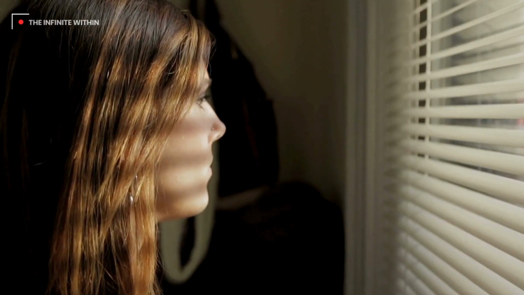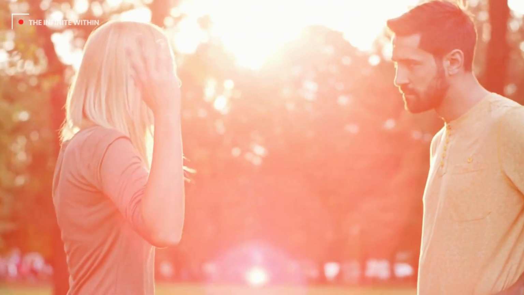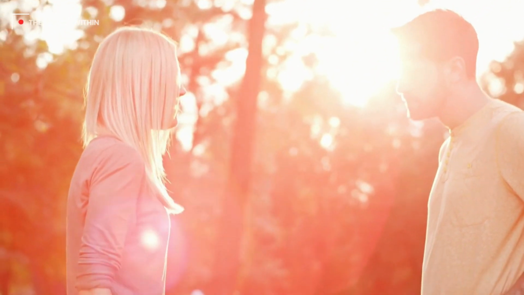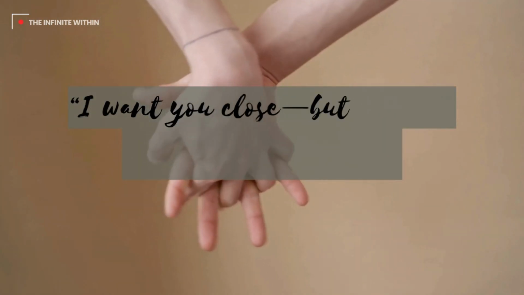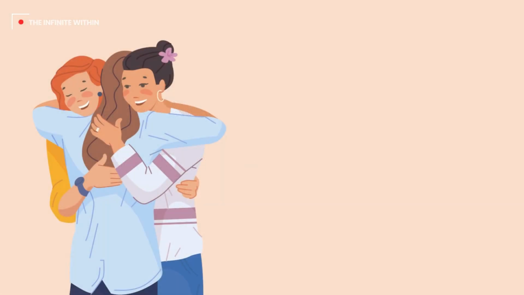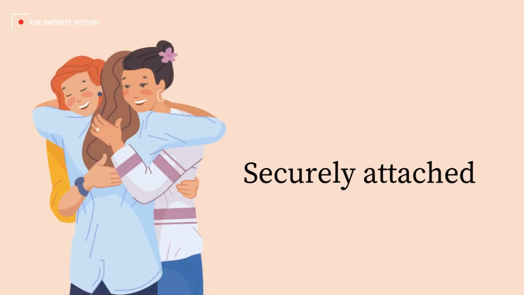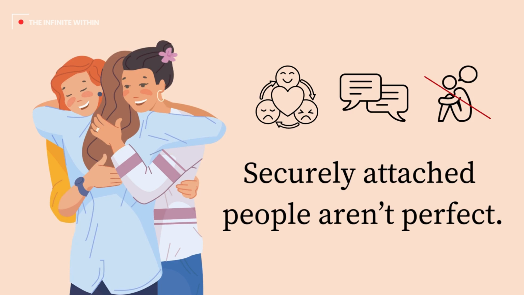The disorganized: these people live in emotional limbo. They want love, but fear it will hurt them. So they may alternate between clinginess and withdrawal, self-sabotage just when things are going well, attract or repeat toxic cycles. "I want you close, but I don't trust that you'll stay." Here's the truth. Securely attached people aren't perfect. They just know how to self-regulate, communicate, and not let fear drive their love.